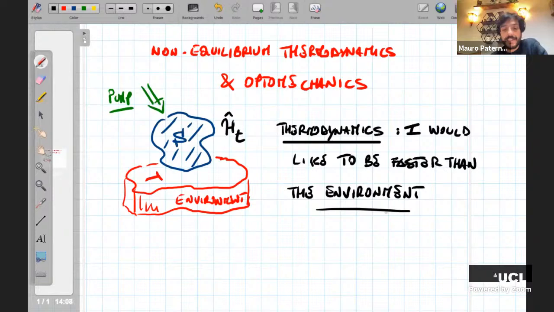And this word is key, because fast is an enemy for thermodynamics.